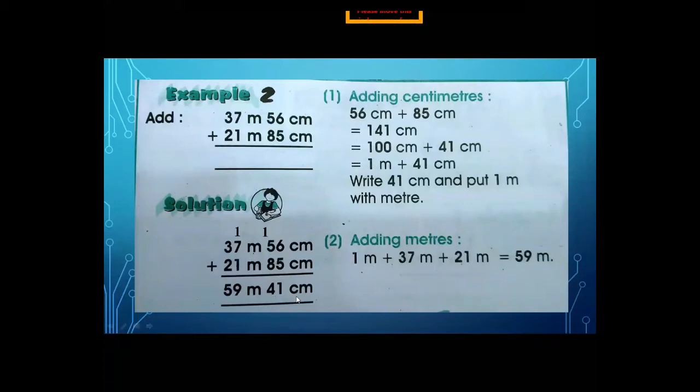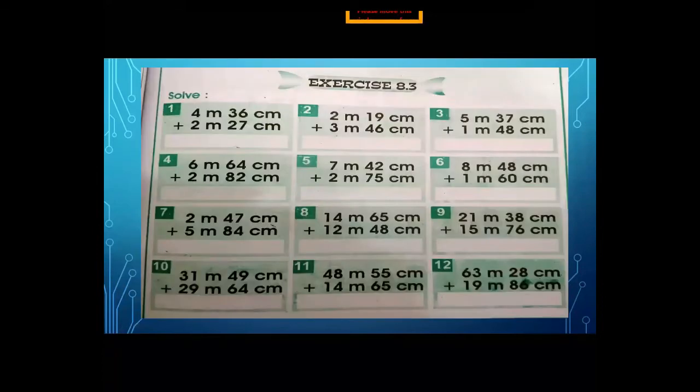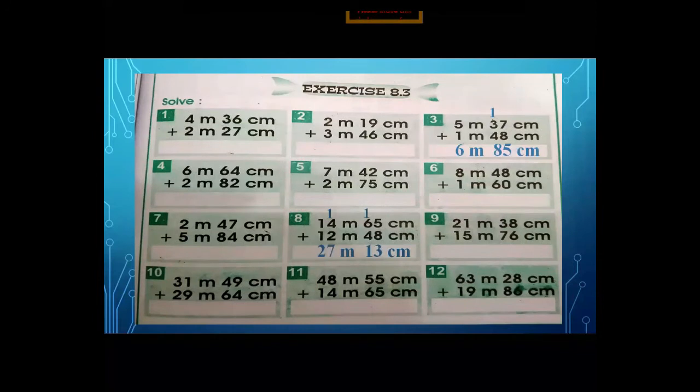Hope you all understand. Now I'm moving to exercise 8.3. Open your books, page number 81. Okay. 2 questions are solved for your guidance. If you want to take a screenshot of this slide, you take it right now.